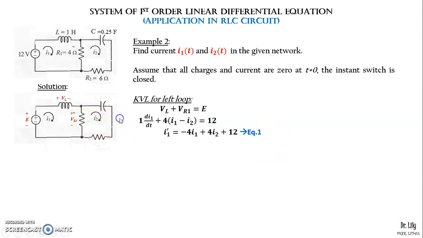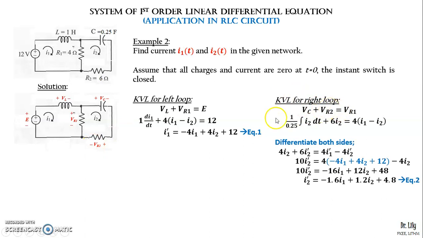So next we go to the second loop. Untuk second loop sama juga, kita marking dia punya polarity. So you ada positive negative VC, positive negative VR2. And then we just apply KVL for the right loop. So VC plus VR2 is equal to VR1. So VC is equal to 1 over C integrate I dt. So C is 0.25 farad and I is I2. Okay, and then for VR2 sama juga, R multiply dengan I. So R adalah 6 ohm multiply with I2 equal to VR1. So dekat sini you ada VR1 ni, you just ganti value yang term yang sama.